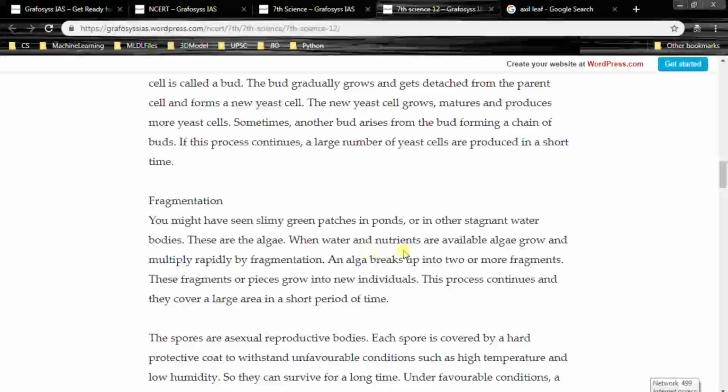When water and nutrients are available, algae grow and multiply rapidly by fragmentation. An alga breaks up into two or more fragments. These fragments or pieces grow into new individuals. This process continues and they cover a large area in a short period of time. So again, algae is the same as yeast.